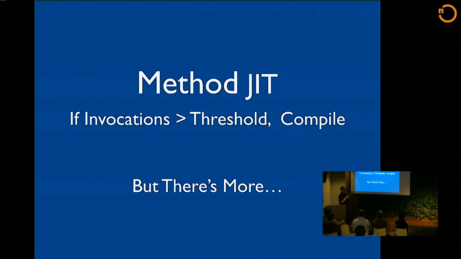I'm not going to explain why, but basically, it's pretty simple to make a method JIT work. You just say, if a method's been called a lot, it's probably hot. That's it. You have a counter. How many times has it been called? Let's compile that. There is more to HotSpot than that.